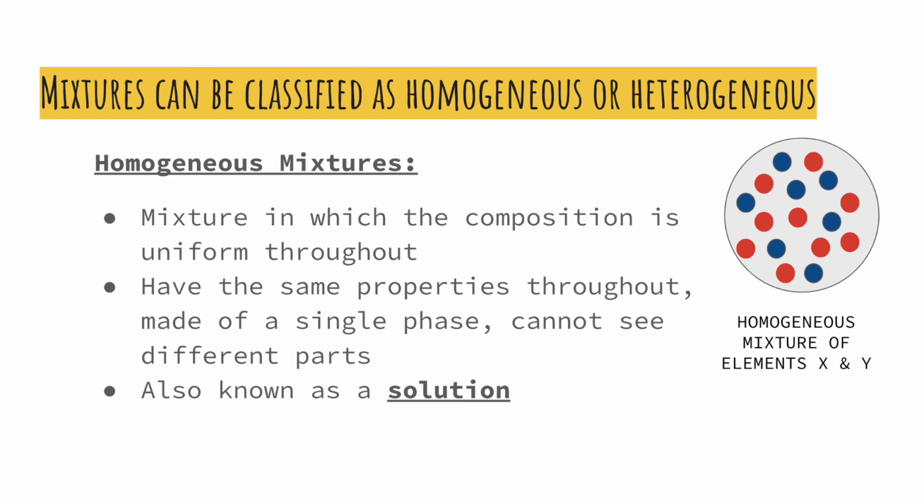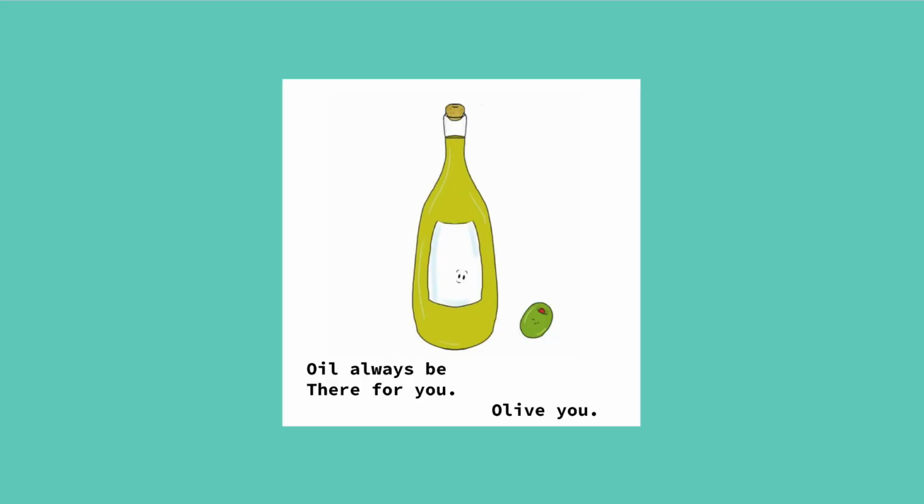For example, if we put salt in water, the salt will dissolve and all of it will be in a single phase. This is also known as a solution. Olive oil is an example of a homogeneous solution. Can you think of other homogeneous mixtures or solutions? Sugar water, air, alloys as well. Alloys are a mixture of metals, so a lot of times we have a mixture of metals in fake jewelry.